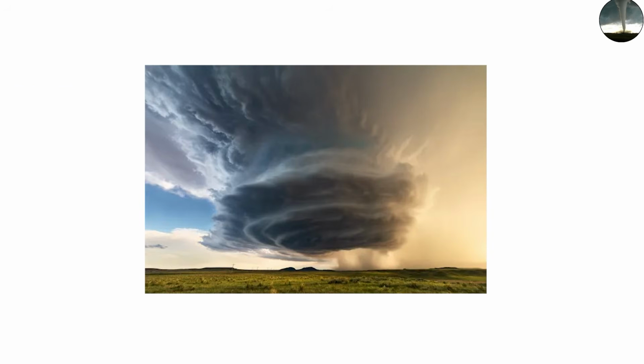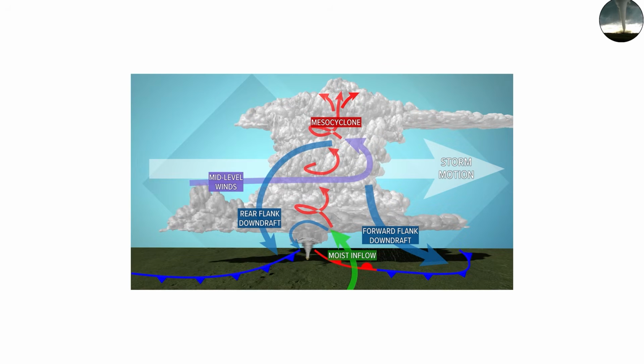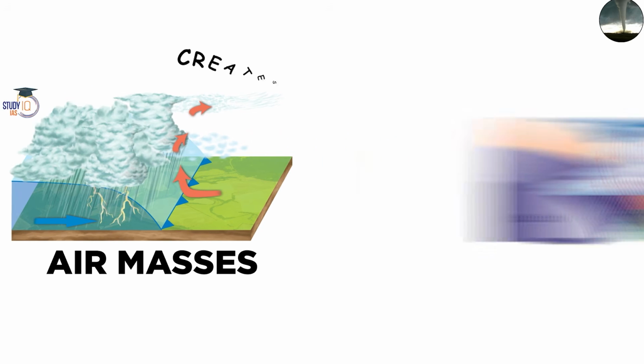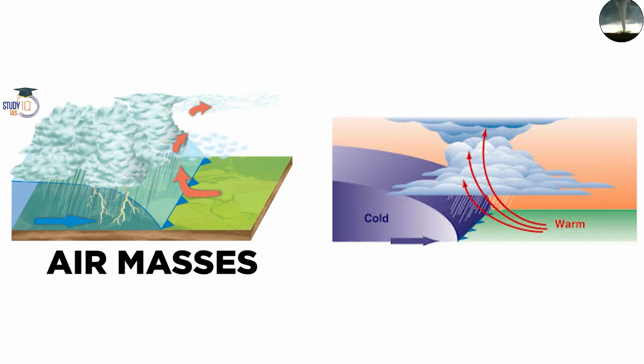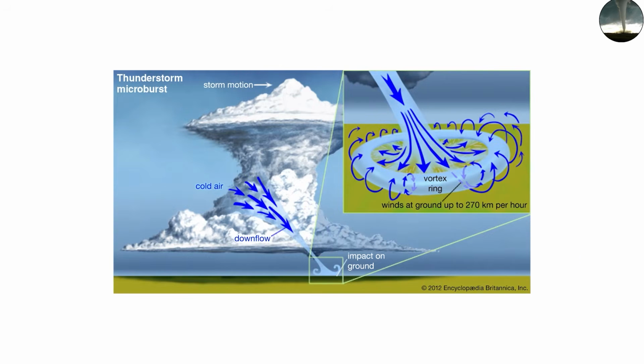For a supercell to form, three ingredients must collide. The first is moisture, warm, humid air rising from the surface. The second is instability. When warm air near the ground meets cold, dry air higher up, it creates a situation where the lower air wants to surge upward. The third is wind shear, a change in wind direction and speed with altitude. Together, these factors create a rotating column of air within the storm.